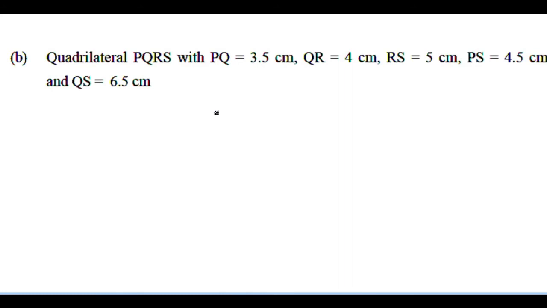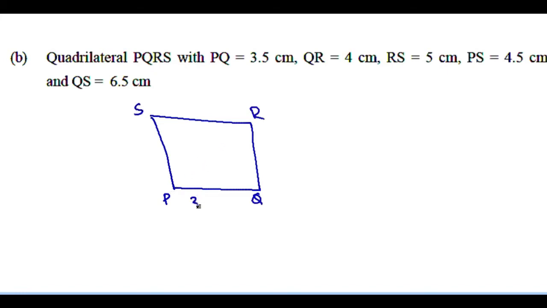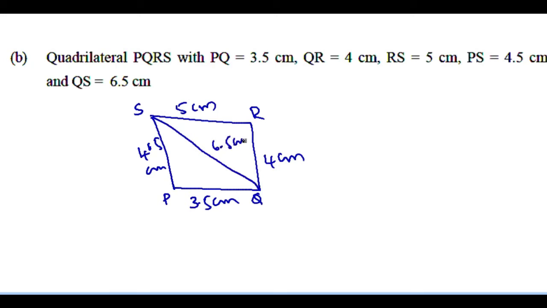Next, question B in the exercise. Quadrilateral PQRS with PQ 3.5 centimeters, QR 4 centimeters, RS 5 centimeters, PS 4 centimeters, and QS 6.5 centimeters. So first we need to draw a rough sketch. You should label P, Q, R, and S. Now P to Q we have 3.5 centimeters and Q to R 4 centimeters. R to S 5 centimeters and P to S 4.5 centimeters, and we have Q to S, this diagonal, as 6.5 centimeters.